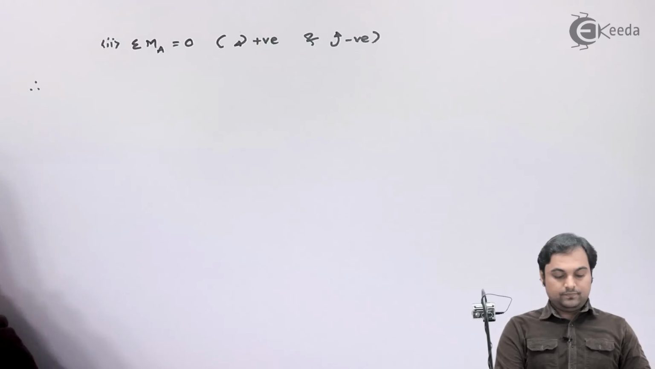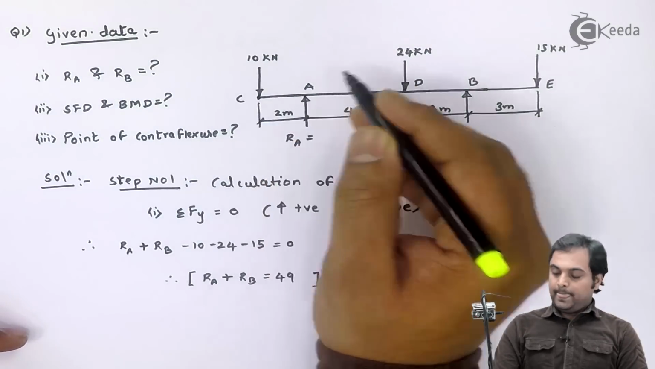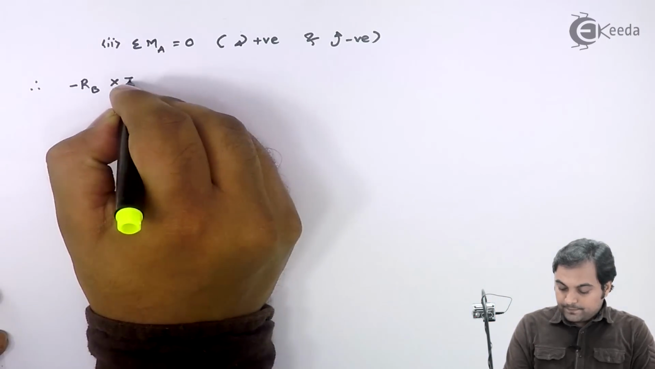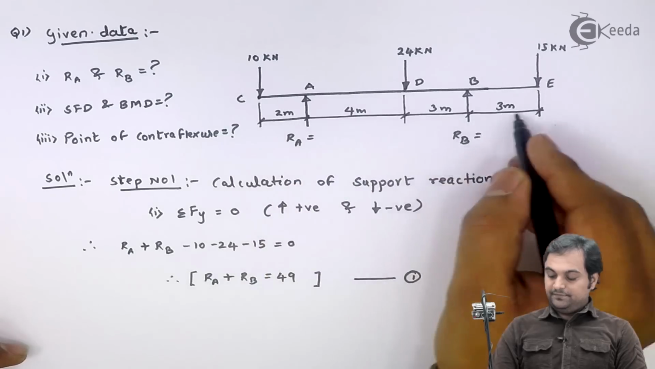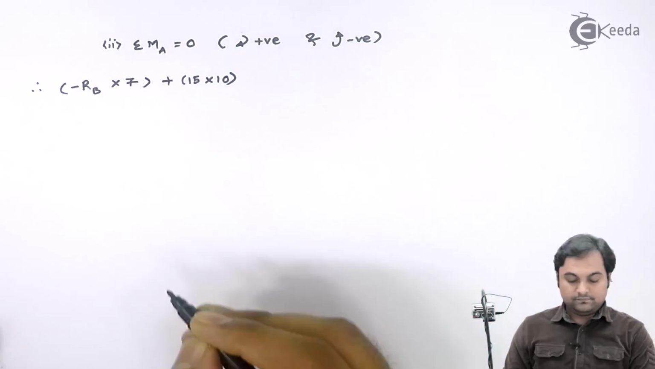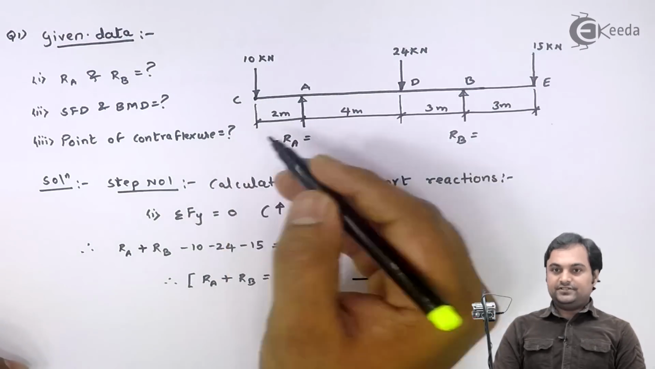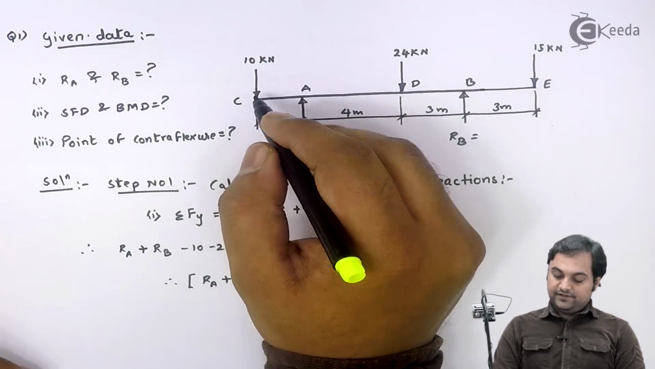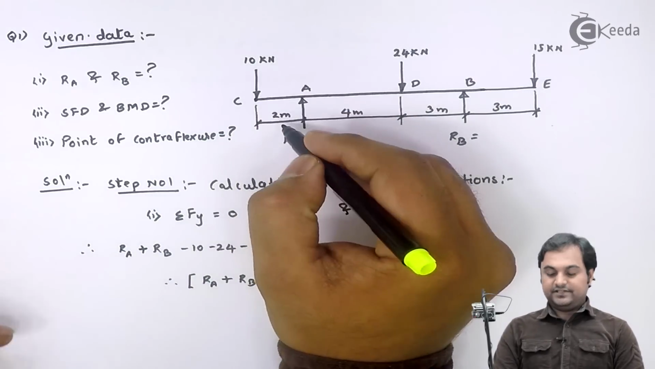So therefore, if I am taking moment at point A, I start from RB, the moment is anti-clockwise and distance is 7 meter between point A and B, so it is minus RB into 7. Next, here I have 15 kilonewton, which is at a distance of 10 meters from point A and it is in clockwise direction, so I'll take it as plus 15 into 10. Then I have 24 kilonewton, which is at 4 meters from A and it is in clockwise direction, so plus 24 into 4. Next, I have 10, its distance is 2 meters from point A, and if I take the moment about point A, it is in anti-clockwise direction, so minus 10 into 2.